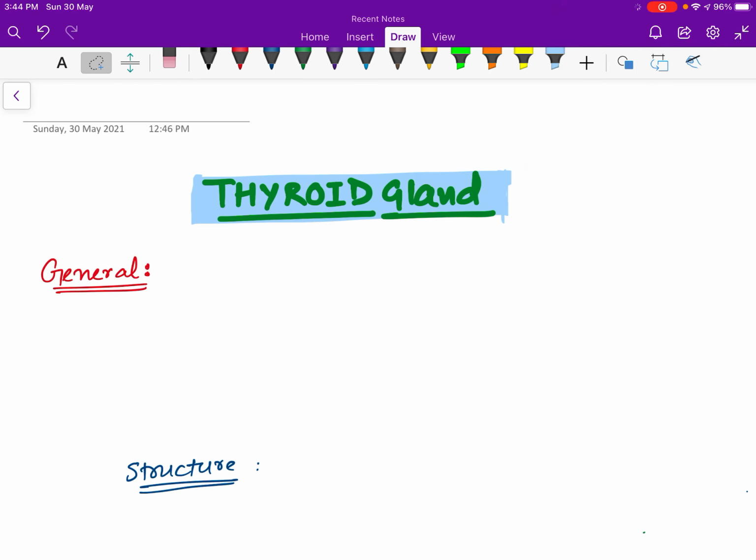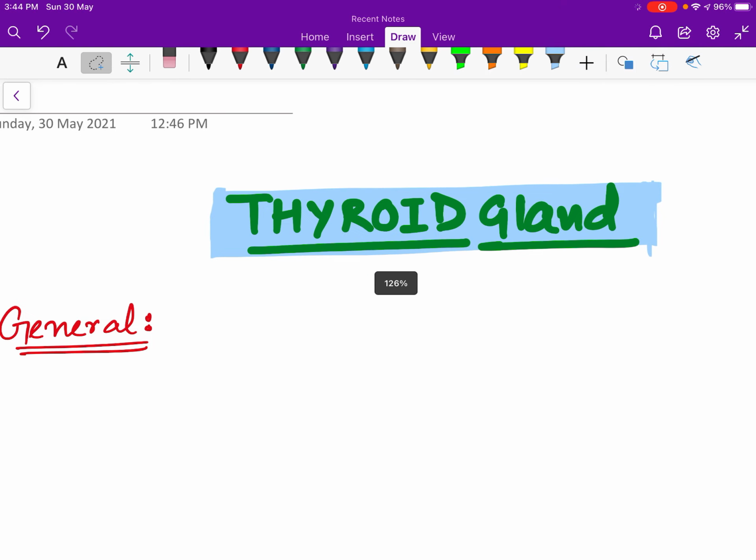Hello friends, in this section we are going to continue our discussion of endocrine physiology. We are going to discuss the physiology of the thyroid gland, mainly the follicular part which secretes T3 and T4. Calcitonin will be discussed in calcium metabolism.